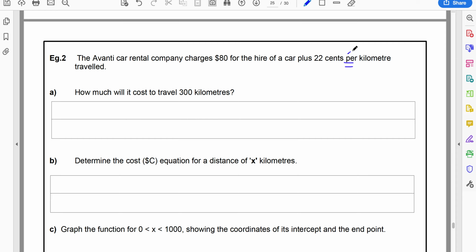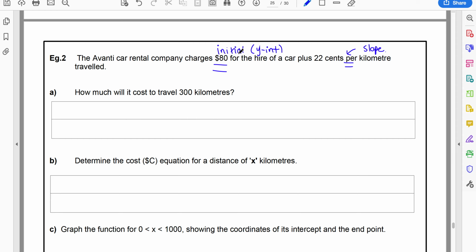As soon as I see that, I know I'm thinking that we're talking about the slope here. The other number here, it's got charges $80 for the car. So that is our initial charge. And so I'm thinking already y-intercept. Sometimes you can gather those two things just from the question, just from the description of the question.